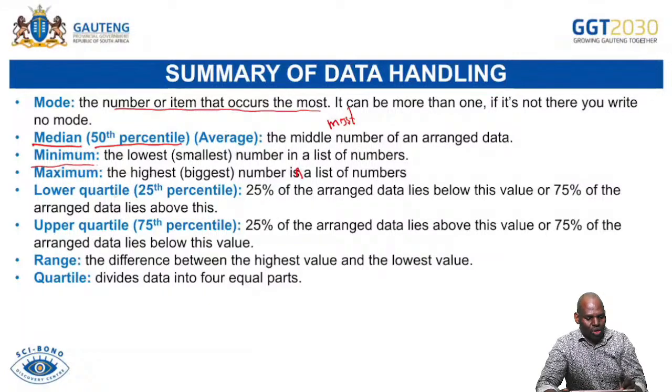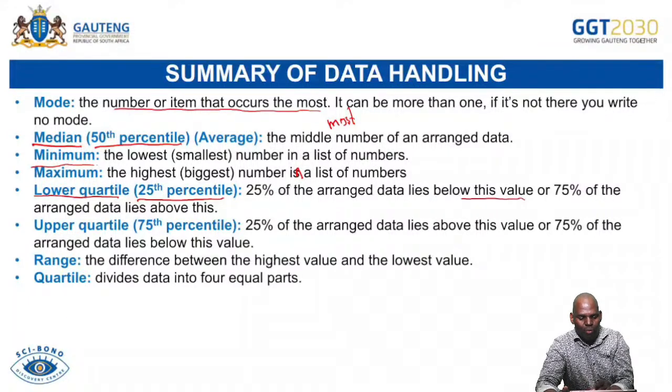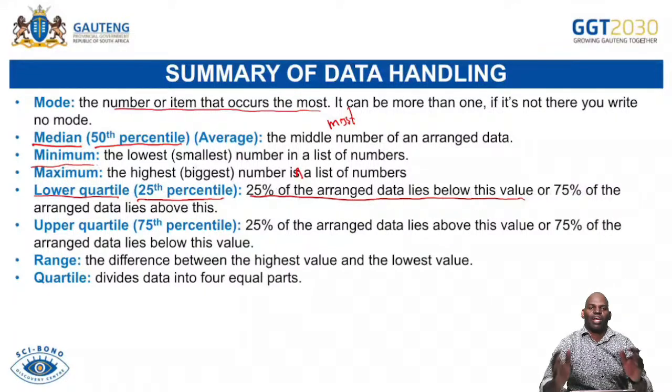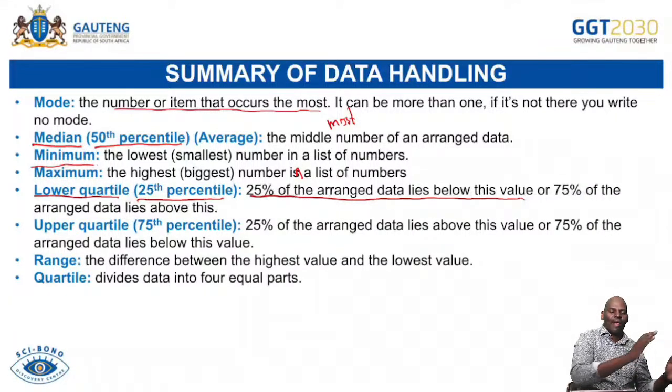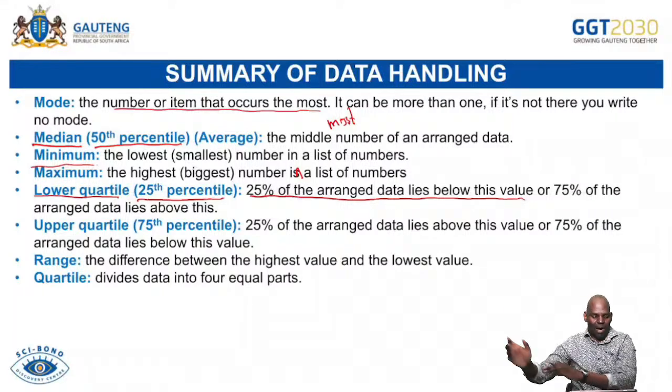And then we've got, of course, lower quartile. In some cases, lower quartile, they say is 25th percentile. So it's lower quartile or 25th percentile. It means 25% of arranged data lies below this value, or 75% of the arranged data lies above this value. If they say this is on the 25th percentile, it means 25% lies below and 75% lies above.